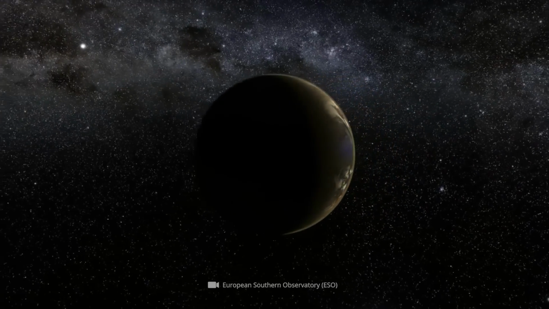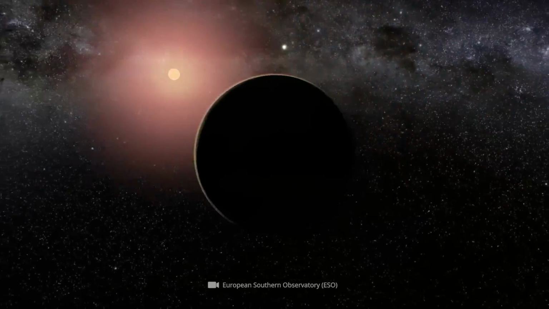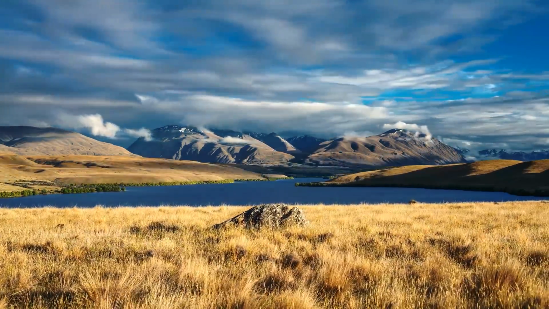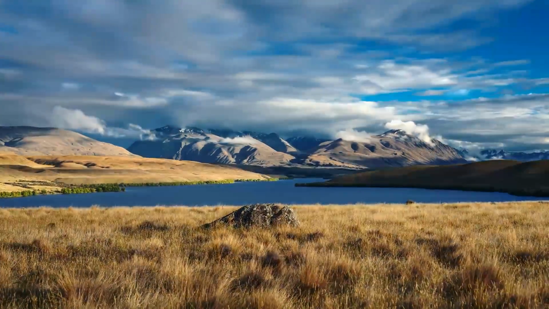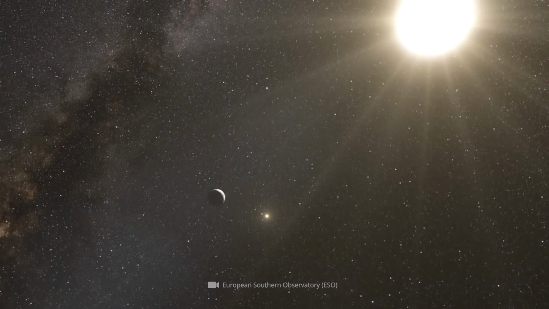At a distance of less than 2 million miles, the planet's orbit passes very close to its star. That Proxima B could be a habitable planet, despite its proximity to its star, is simply because the star has only about 10% of the luminosity of our Sun.